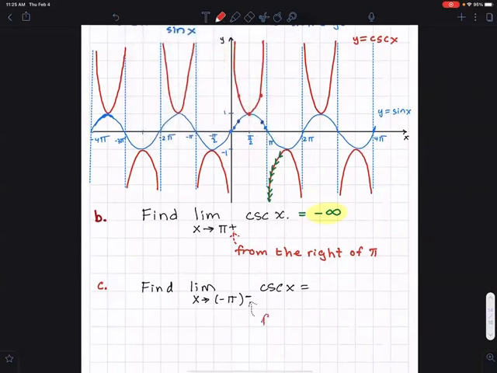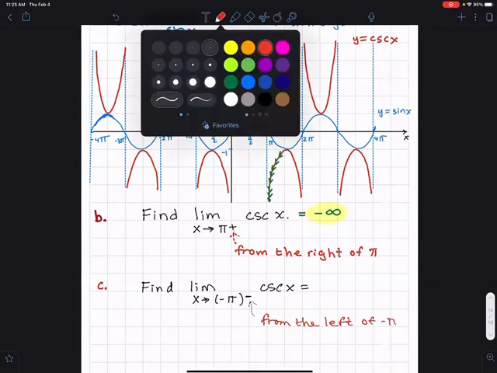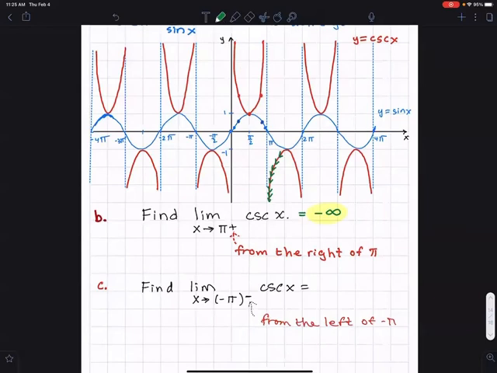That's just the positive infinity, right, Professor? I think so, but let me double check what you said. I think you got it right. Where's negative pi? Negative pi is right there, and being to the left means I hop on this red graph on the left of negative pi, and I go up. So that's positive infinity.